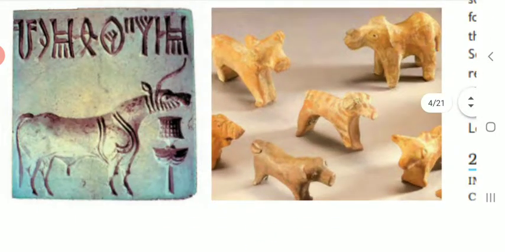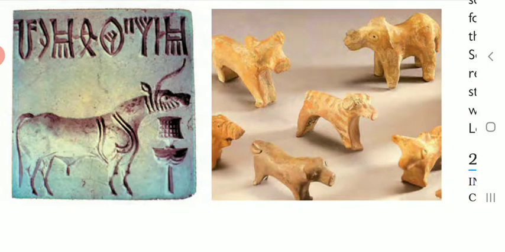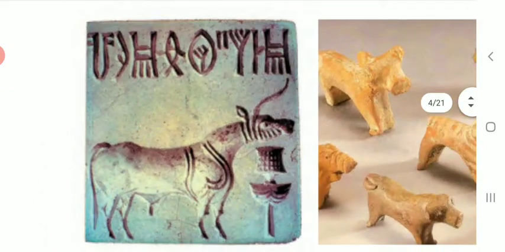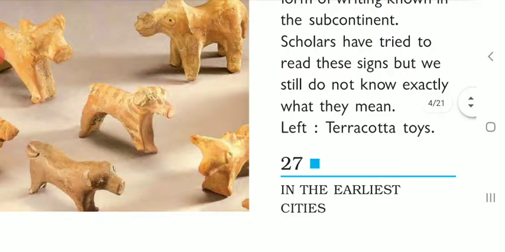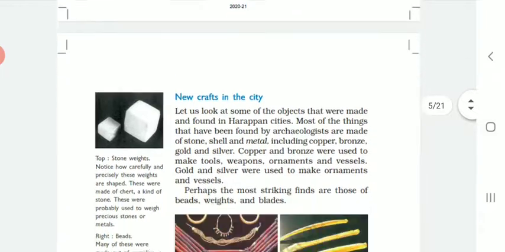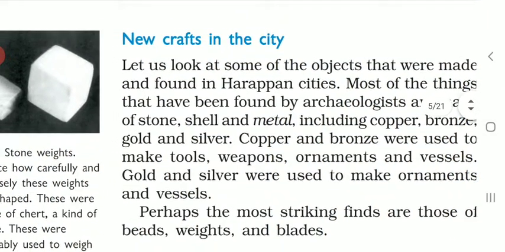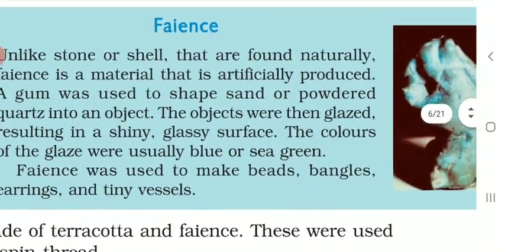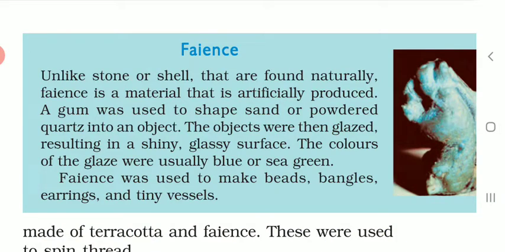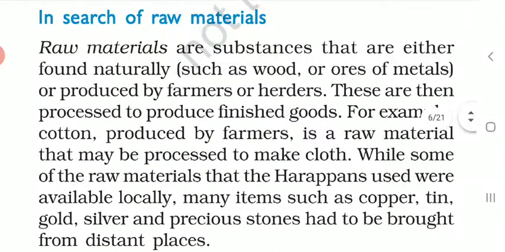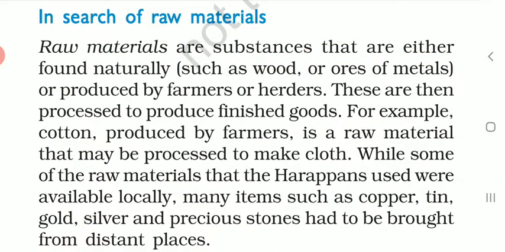We have also seen things like terracotta toys, as well as stamps or seals, through which trade was possible at that time. Then in the last period we have tried to understand new crafts in the city. We have also seen what faience is, and how it is used to make different kinds of things. Today we are going to start to study another thing, that is, in search of raw materials.